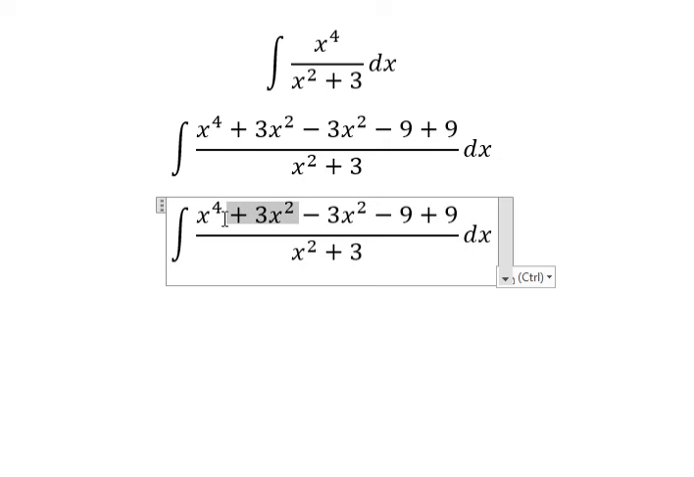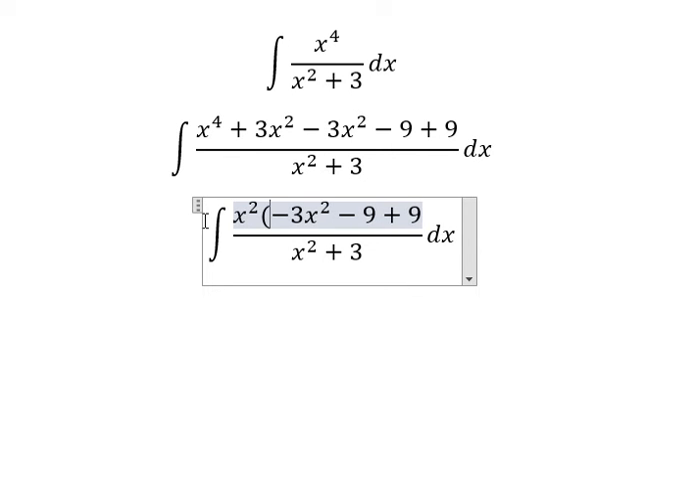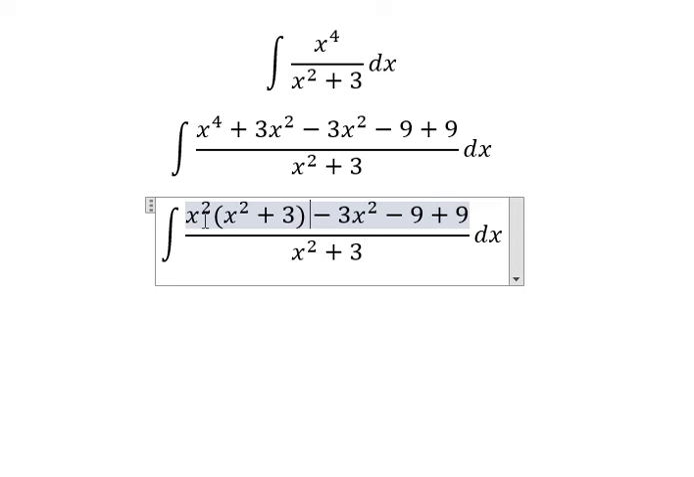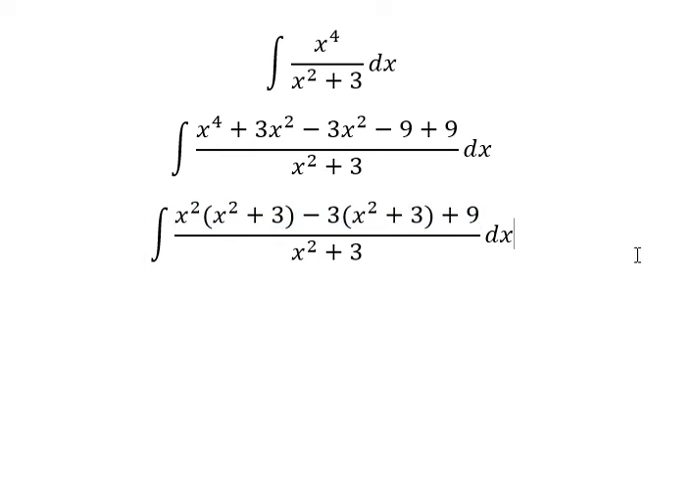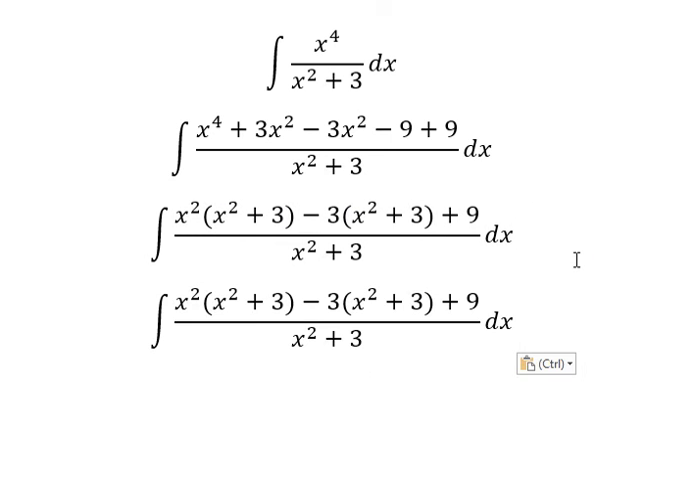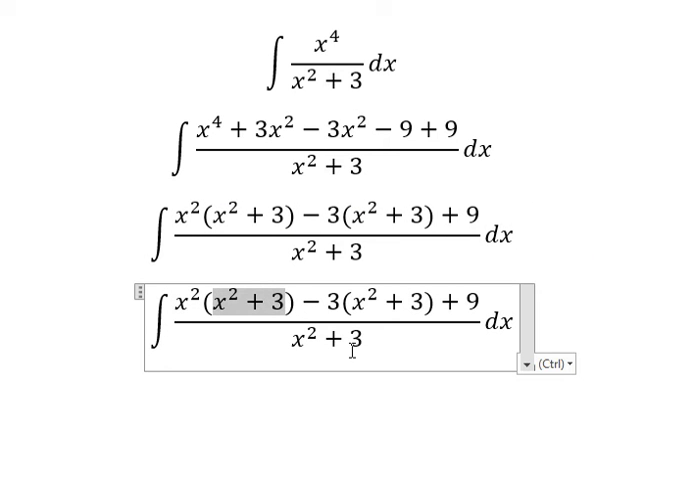So this one we can do factorization by s squared. This one by negative 3. So this one divided by this one, and this one divided by this one. So we have it like this.